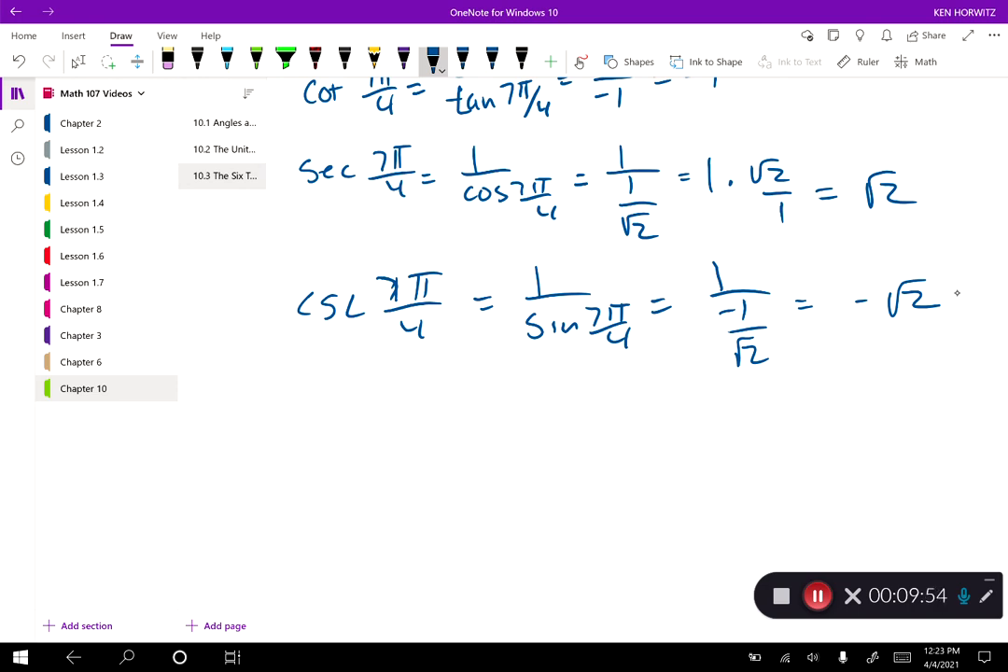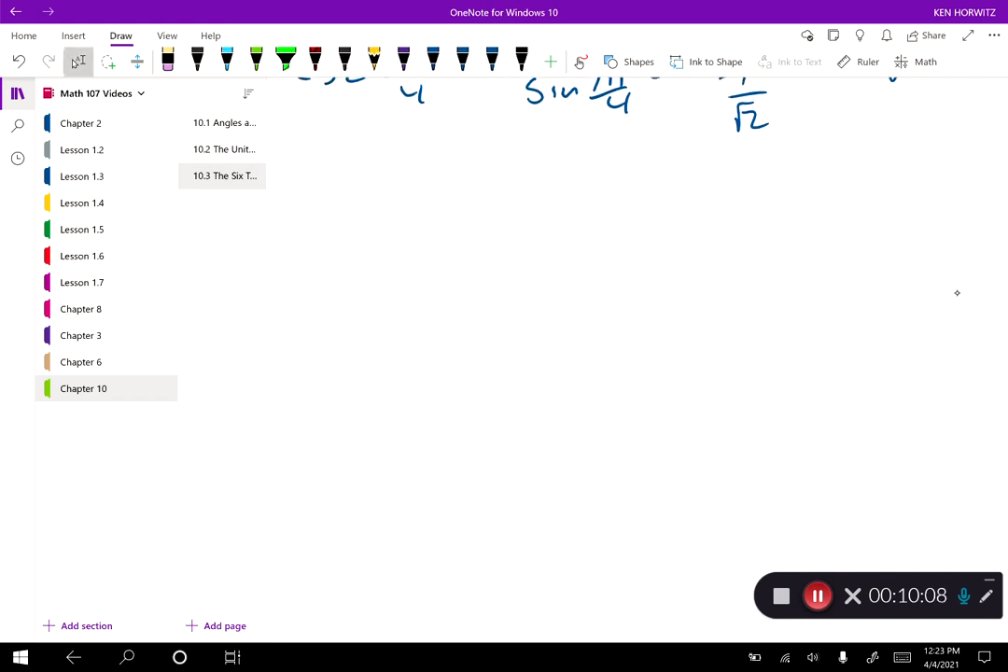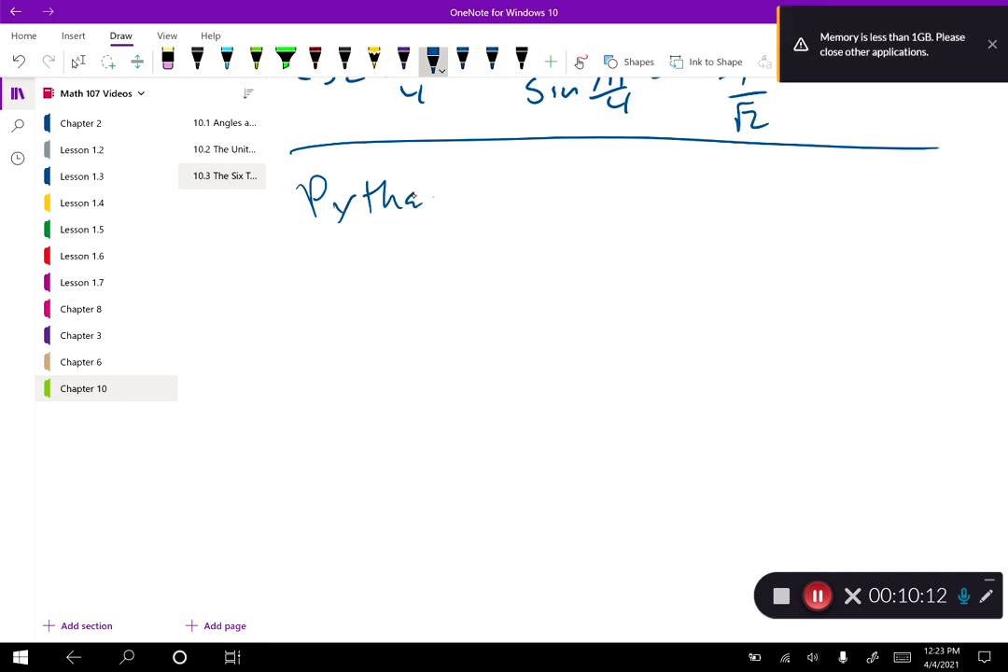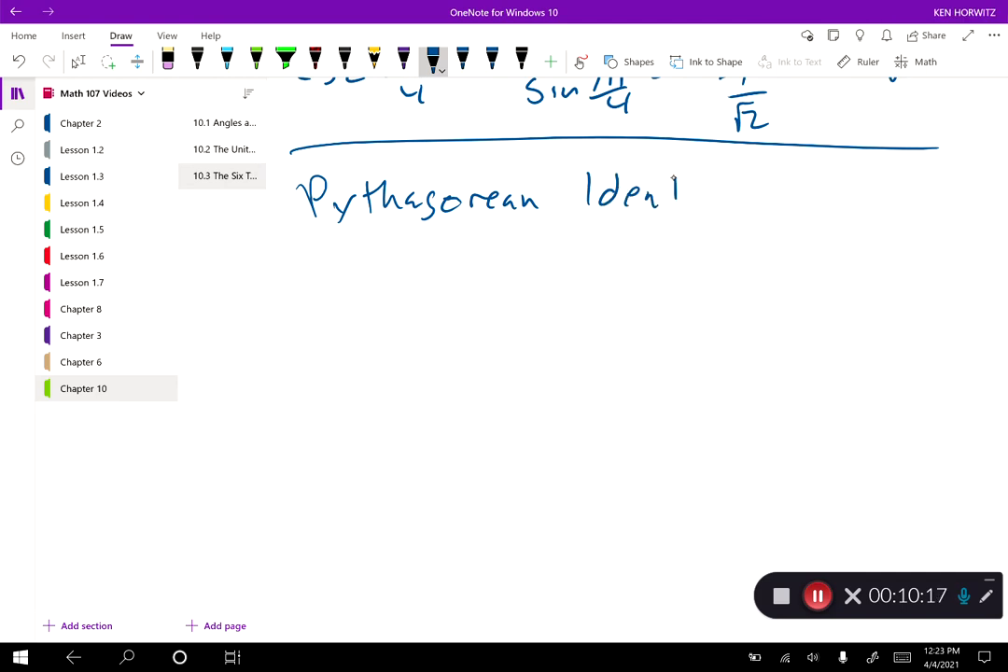All right, so there is another set of identities that you are going to need to know. It will make your life easier. And I did expose you to it a little bit in the last section, but it is called the Pythagorean Identities. All right, now there are 3 Pythagorean identities, but the first one is the only one you need to memorize.